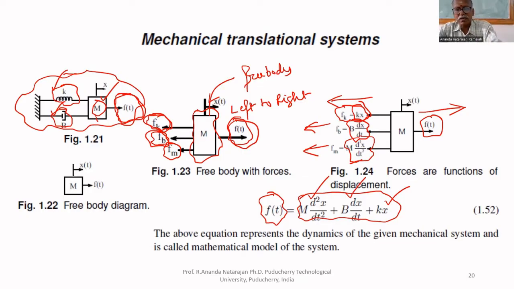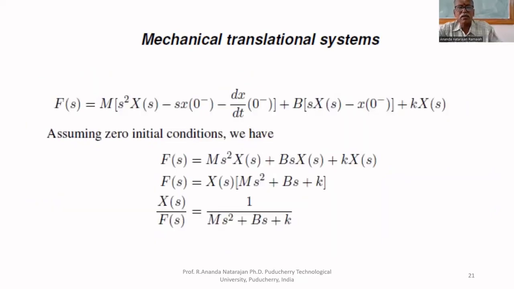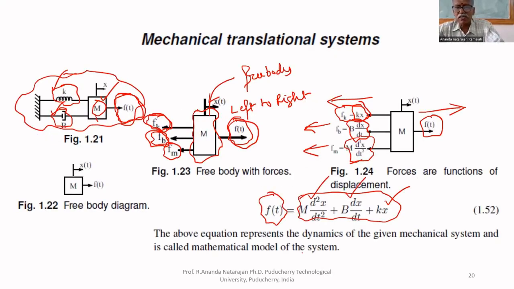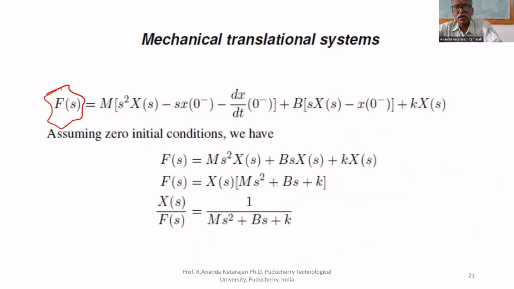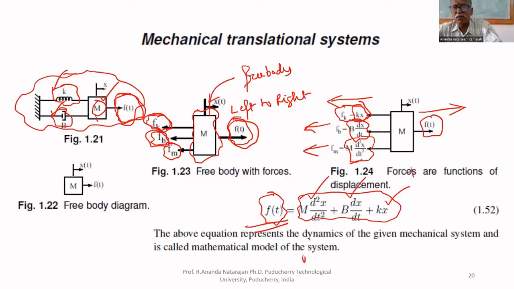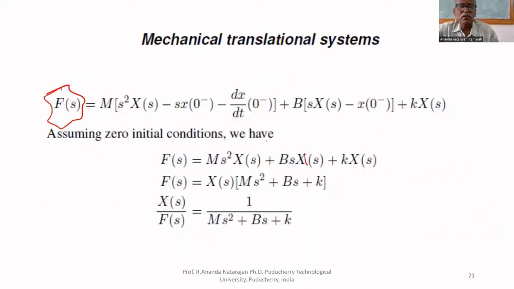How to obtain the mathematical model in frequency domain? We have to take the Laplace transform of the given equation. The Laplace transform of f of t is F of s, and the Laplace transform of m d square x by dt square is m times the second derivative, that is m s square X of s. The initial condition is s x of 0 minus.